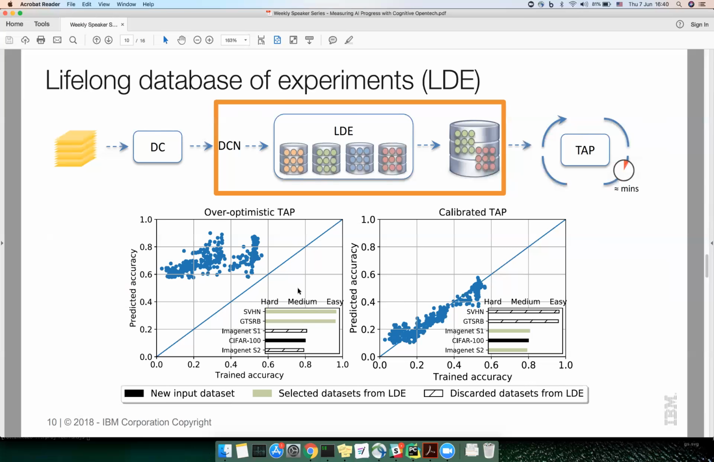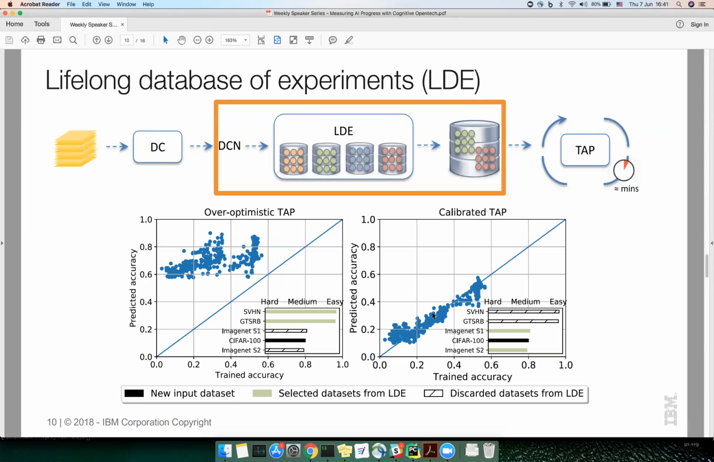On the left-hand side, we trained our accuracy predictor on datasets that were not close in difficulty to the dataset that we were targeting. We trained the accuracy predictor on these two green datasets, the Street View House Numbers and the German Traffic Sign Recognition dataset. These two are very easy. They easily go above 90% in accuracy. Then we want the AP, the accuracy predictor, to make predictions on datasets that are more difficult, like CIFAR 100. And we can see that the predicted accuracy is mostly very optimistic. The reason is that the accuracy predictor in its training only saw datasets that were very easy. Therefore, it is biased to predict high numbers.